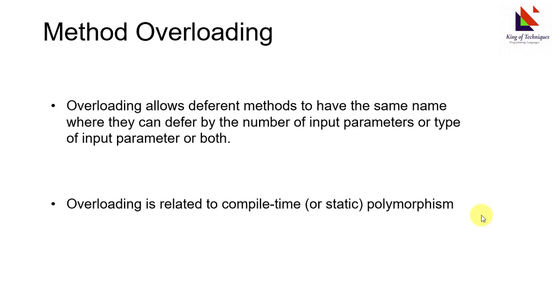Method overloading. Overloading allows different methods to have the same name, where they can differ by the number of input parameters or type of input parameters or both. That's called method overloading in Java. In Java, method overloading allows different methods to have the same name but different signatures, where the signature can differ by the number of input parameters or type of input parameters or both. Overloading is related to compile time or static polymorphism. We also call compile time polymorphism static polymorphism. Let's jump to NetBeans and work on it practically.